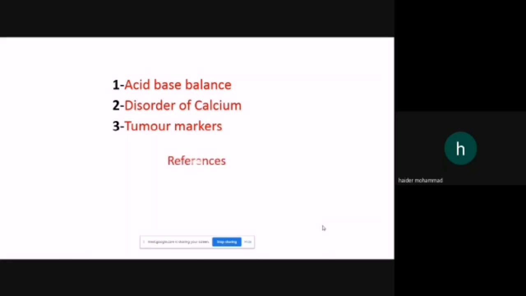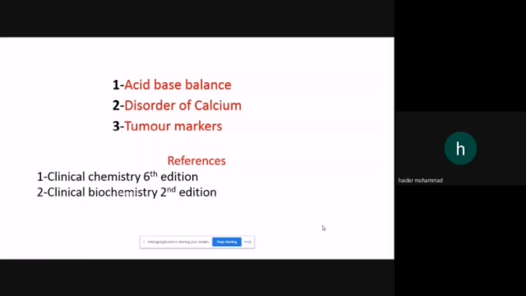The references we depend on: first reference is Clinical Chemistry, 6th edition, authored by Marshall. The second is Clinical Biochemistry, 2nd edition. And the third is Clinical Chemistry in Diagnosis and Treatment, 5th edition.